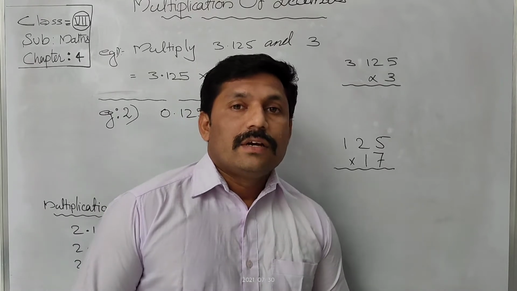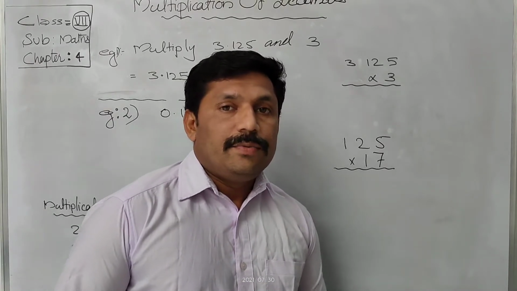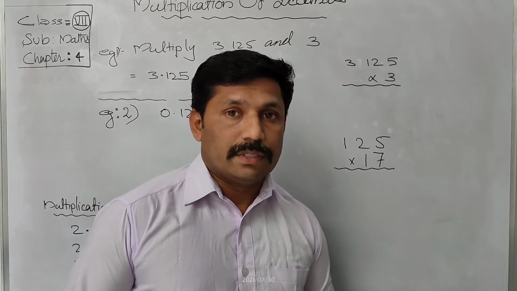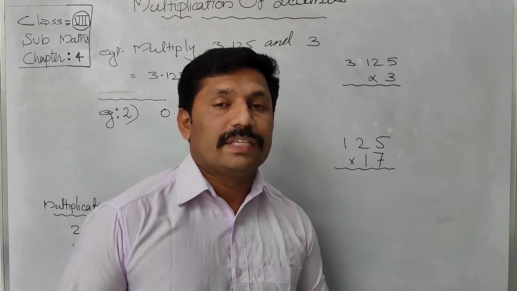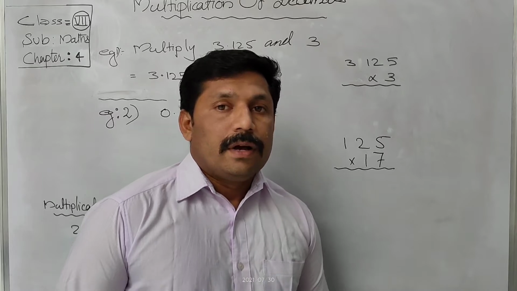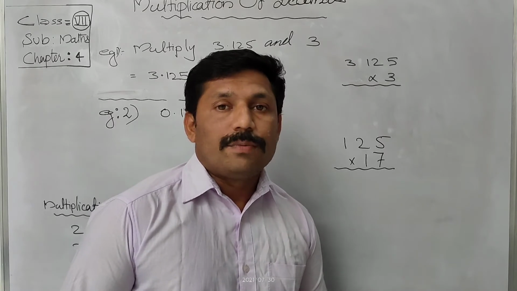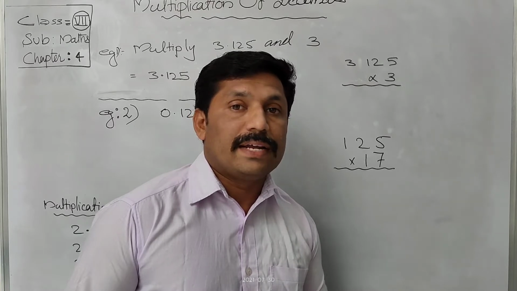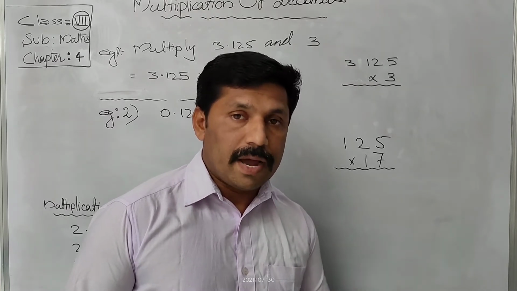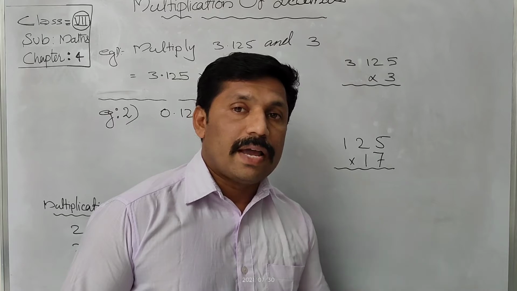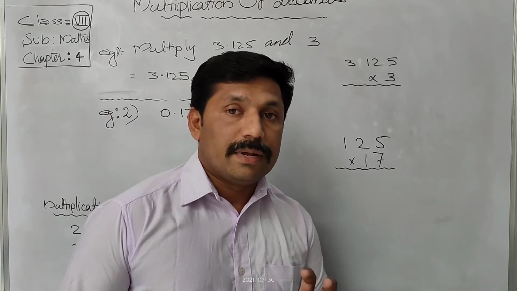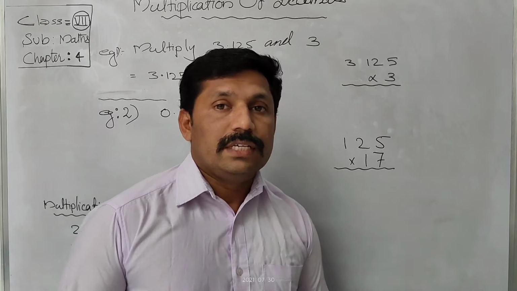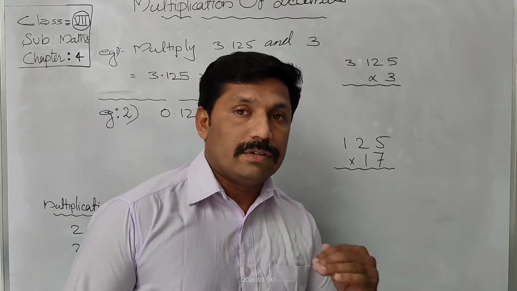Dear students, today we learn the multiplication and division of decimal numbers. These two important topics we discuss today. So let us start with how to multiply decimal numbers. How to multiply two decimal numbers: a decimal by a whole number, or a decimal by another decimal number, or a decimal by 10, hundreds or thousands. These are the important points we are going to discuss now.